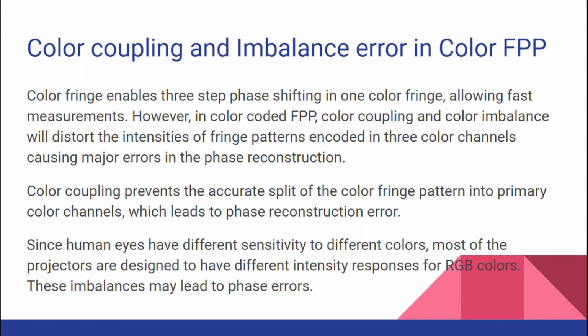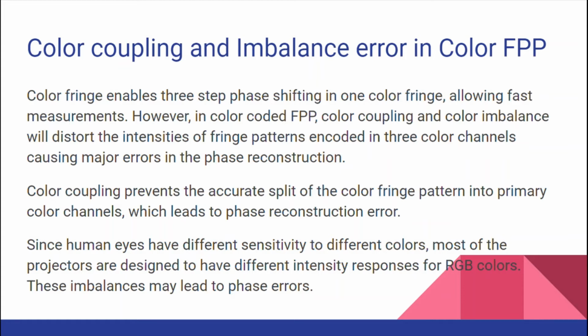Color coupling is the overlap of one color fringe with other color fringes, providing no fine boundary for separation of channels. Like if you have a color fringe pattern and the red and green fringes are overlapping, normally there is no fine boundary between the red fringe and the green fringe. There is some overlap between both fringes. Because of this overlap, the phase estimation is incorrect, so it leads to phase reconstruction error and other things also.